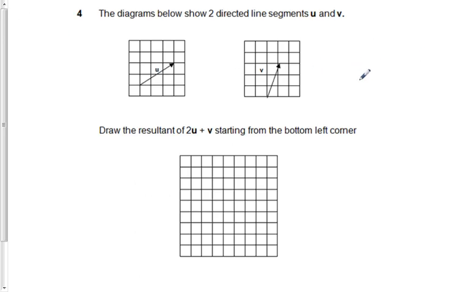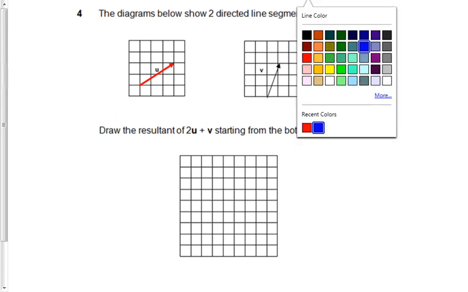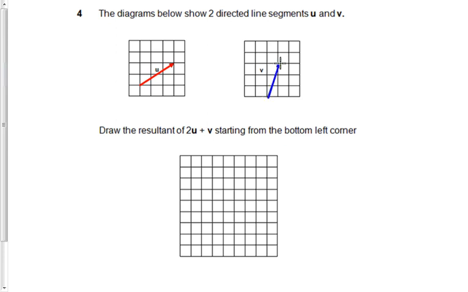Question 4. The diagrams below show two directed line segments, U and V. U goes horizontally along 3 and then 2 up. And V goes 1 horizontal and 3 vertical. Important to note that they each end in an arrowhead, denoting where the nose of the directed line segment is. Now, our question is to draw the resultant of 2U plus V starting from the bottom left corner.